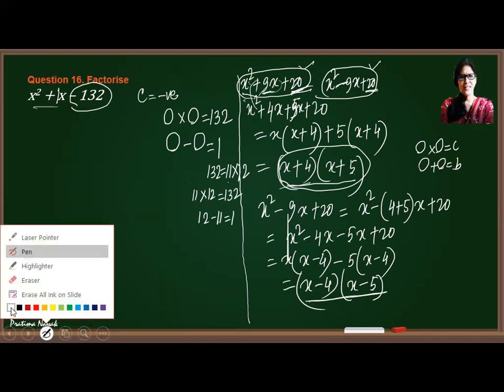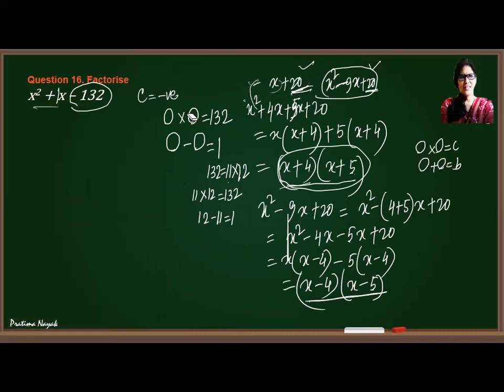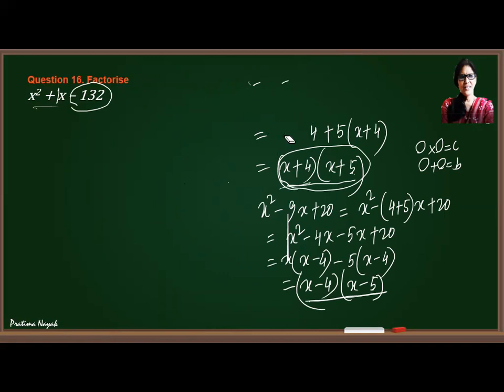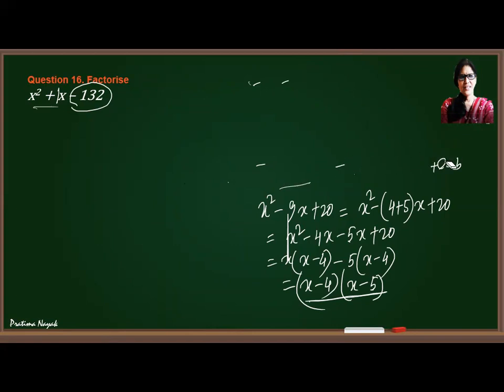Please note down. When B is positive, C is positive, both the factors are positive. When B is negative, C is positive, both the factors are negative. But when C is negative, we'll get one factor as positive, one factor as negative. So if you keep this in mind, you can solve all the questions.